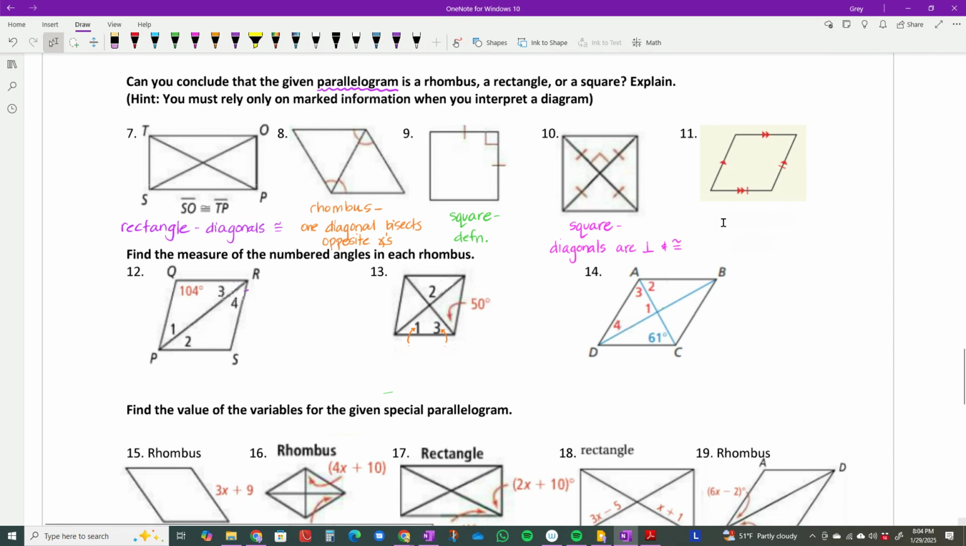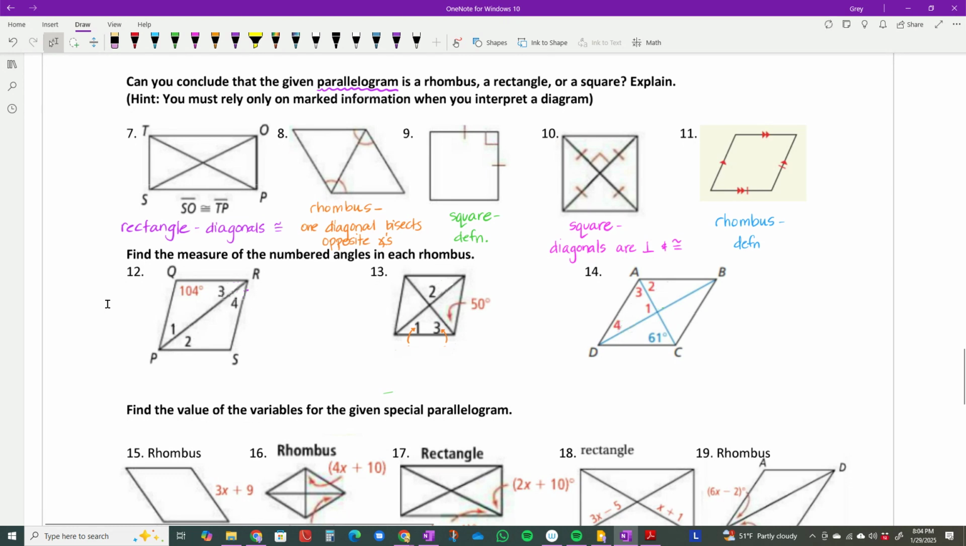All right, and this last one, I have both opposite sides are parallel, because that's what a parallelogram is. But I have this little tick mark. And if it's a parallelogram, then I know these two are congruent and those two are congruent. And if I know that these two are congruent, then that means all four are congruent. And therefore, I have a rhombus by definition.